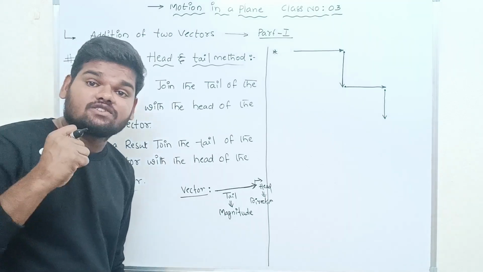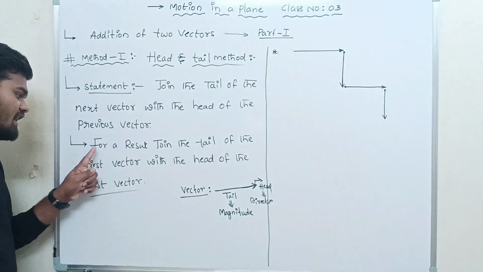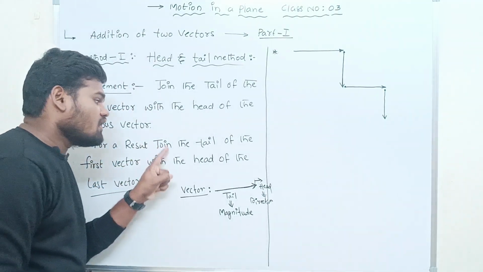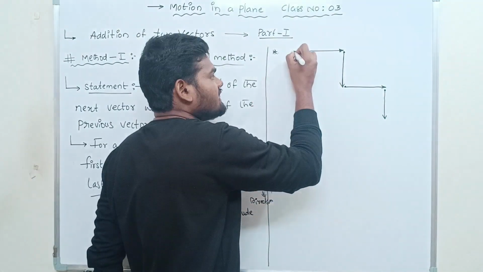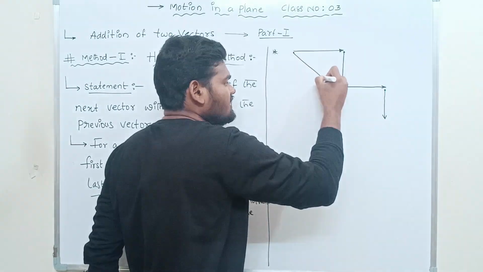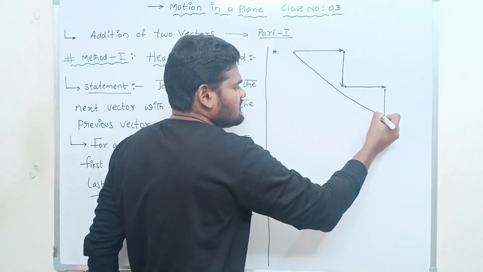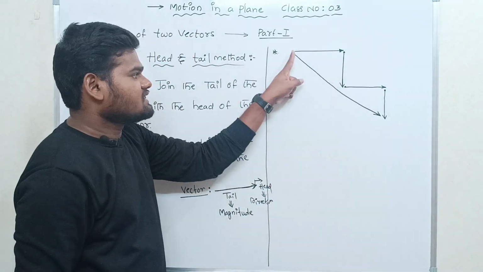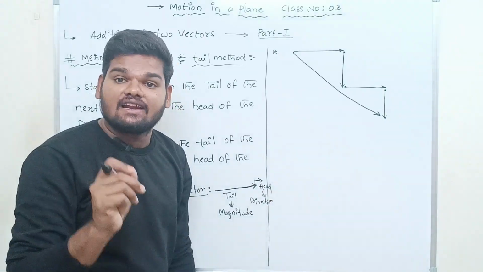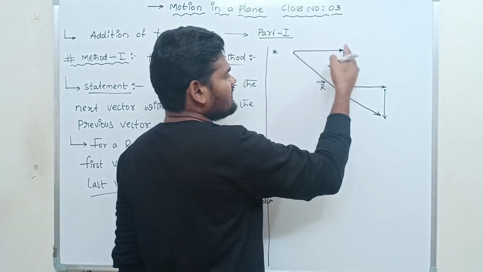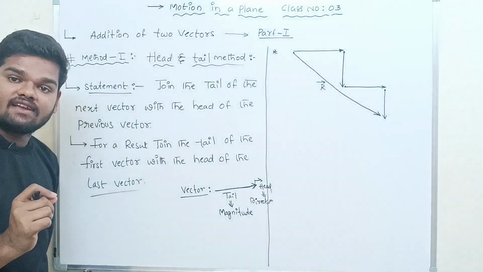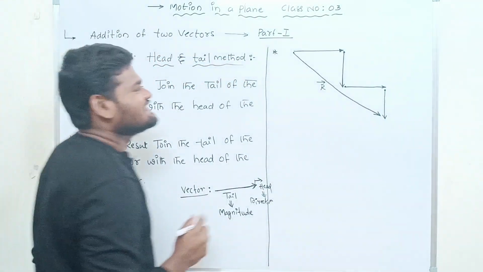If you want to find the resultant, what do we have to do? For the resultant, join the tail of the first vector with the head of the last vector. Then this vector gives the resultant of the given vectors. Are there any doubts? Okay, very good.